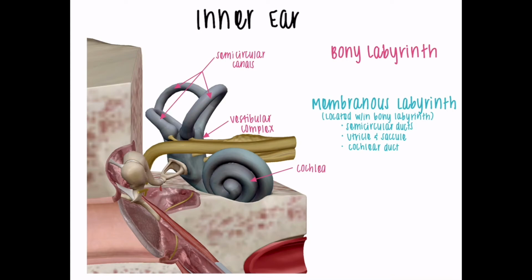The inner ear, or the labyrinth, is composed of two different parts. The bony labyrinth, which is made up of the semicircular canals, the vestibular complex, and the cochlea. And then the membranous labyrinth, which is located within the bony labyrinth and is composed of semicircular ducts, the utricle and saccule, and the cochlear duct.